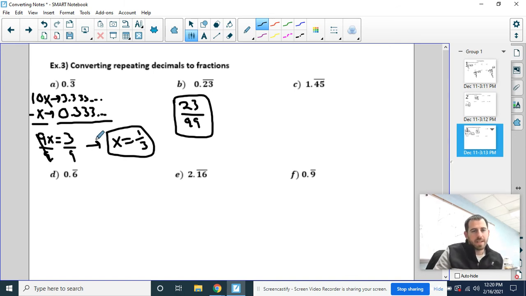Okay. Again, this is the long way, which at some point you'll need to know. But for now, I'm not too worried about it. So just understanding the concept that if one number is repeating, it's going to end up being divided by 9 and simplified or not. And if it's two numbers, divided by 99, simplified or not. Okay. So that's it for the notes.